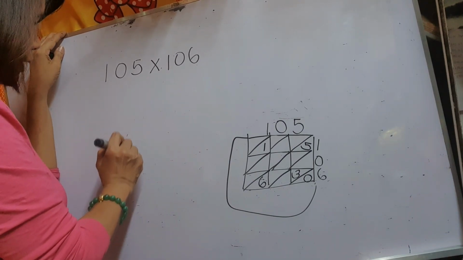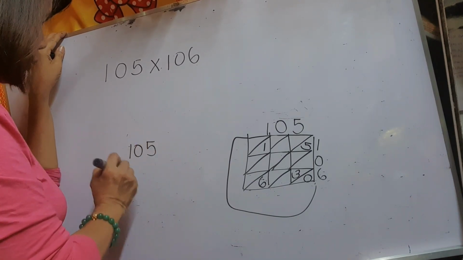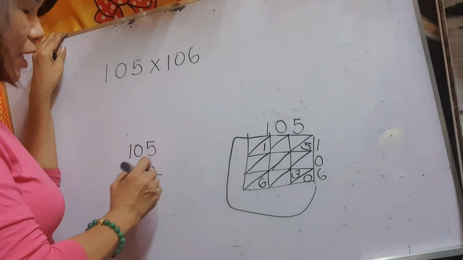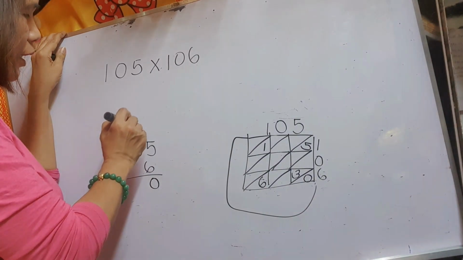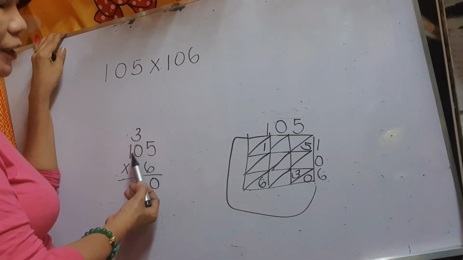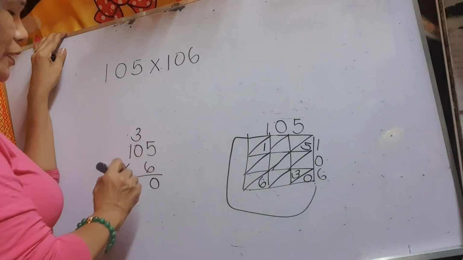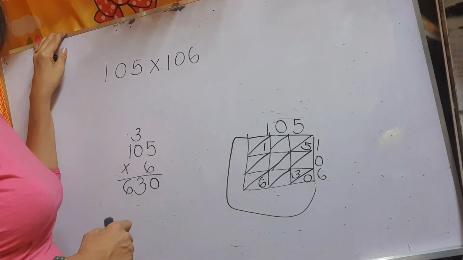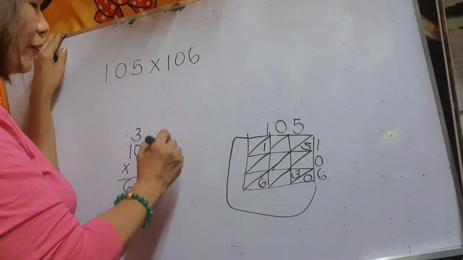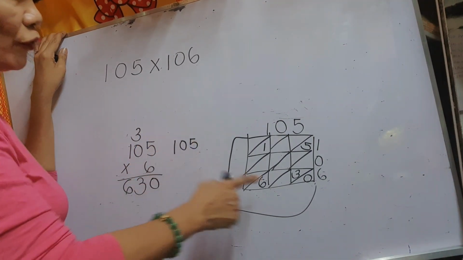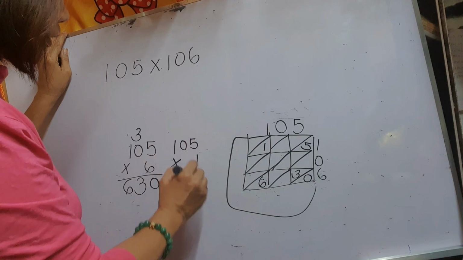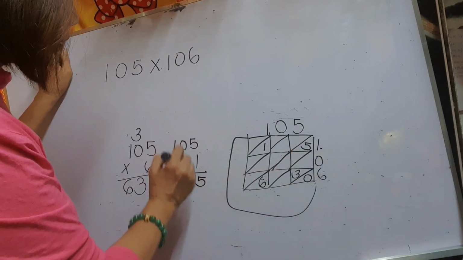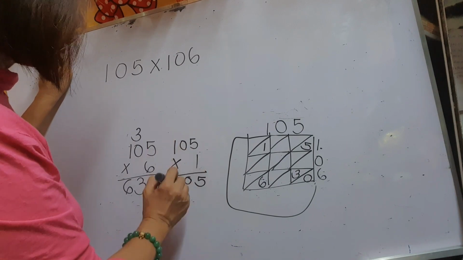Ito may isa. This is now 105 times 6. So, 5 times 6, it is now 30. Again, natin dito yung 3. So, 6 times 0 is 0 plus 3 is 3. And then here we have 6 times 1, that is 6. And then here we have, again, 105 times 1. Ito yan, dito. So, this is now 5 times 1, 5. 1 times 0, 0. 1 times 1, 1.